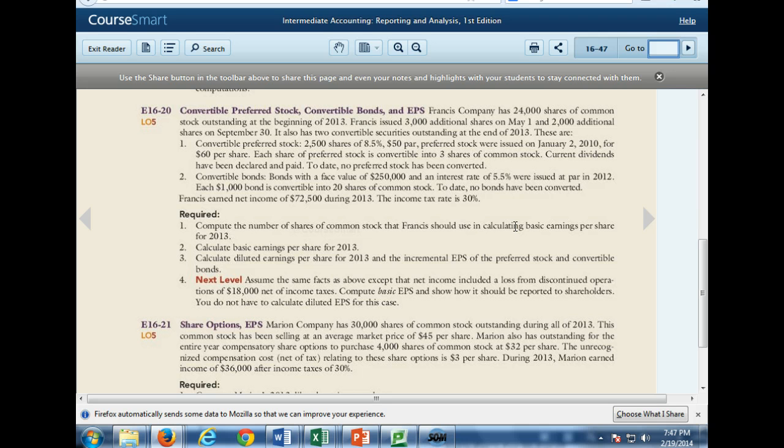So, we're going to compute the number of shares of common stock that Francis should use in calculating basic earnings per share for 2013. Okay? So, where are we going to begin? We're going to start with the shares they started with. They started with 24,000 shares outstanding at the beginning of 2013. And then in May, we're going to make some changes. Make sense? How are we doing so far?